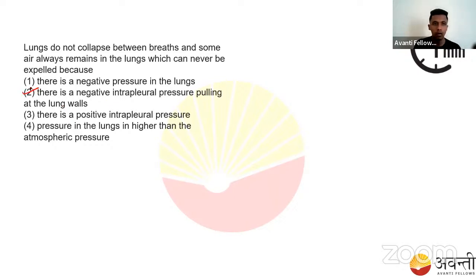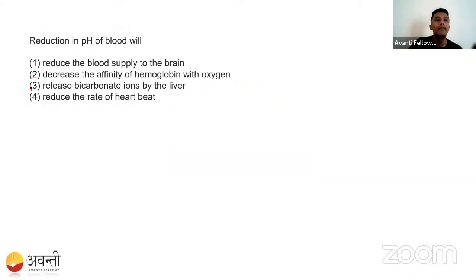Okay, fine, students. Next we have our question. Reduction in the pH of blood will. So what will happen if there is a reduction in pH in our blood? We have our 4 options. First option is reduce the blood supply to the brain. Second option is decrease the affinity of hemoglobin with oxygen. The third option is release bicarbonate ions by the liver. And the fourth option is reduce the rate of heartbeat.